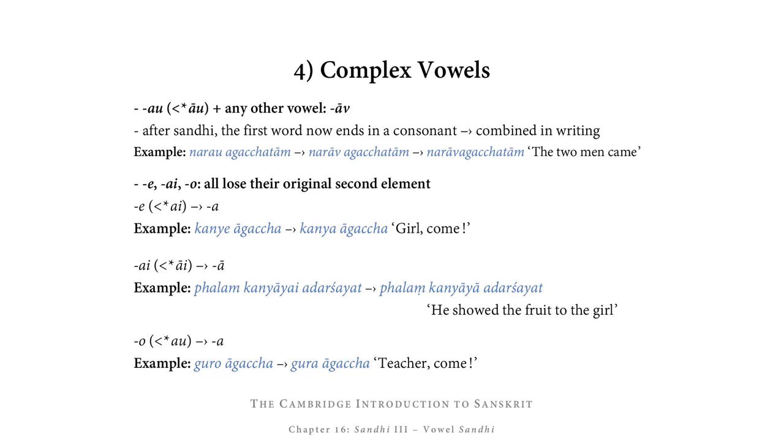Note that after this sandhi, we do not find the words combined in writing or combined in any way whatsoever. So, for example, kanye agaccha, meaning girl come, becomes kanya agaccha. Palam kanyayai adarshayat becomes palam kanyaya adarshayat. He showed the fruit to the girl. And guru agaccha, teacher come, becomes gura agaccha.